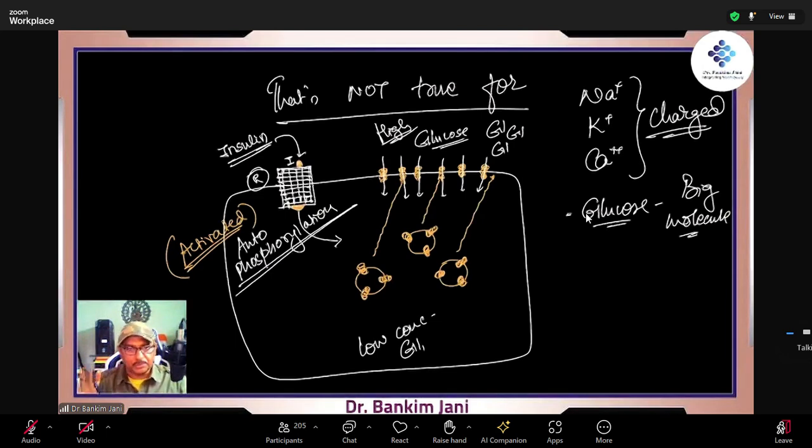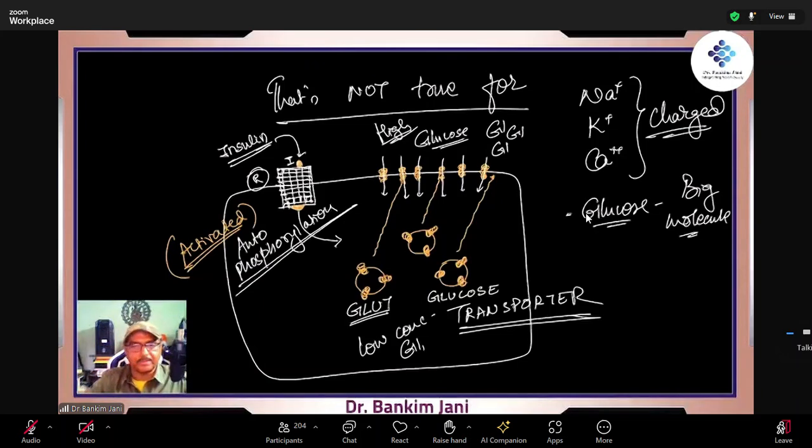No energy is used. Only one thing: because of this receptor, these vesicles created those paths, and they are called the GLUT, glucose transporter. These glucose transporters were already present, but now they have been lodged into the cell wall, and through them, gracefully, all this glucose is coming from high concentration to low concentration.